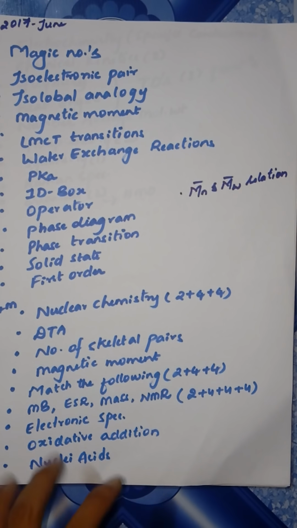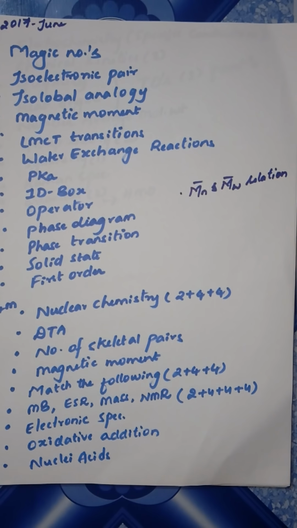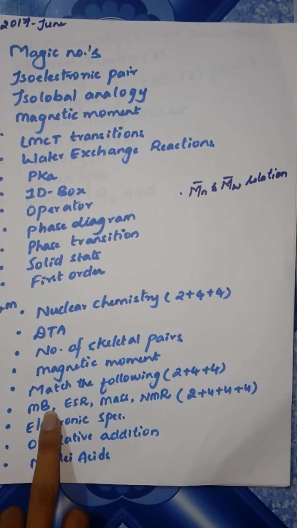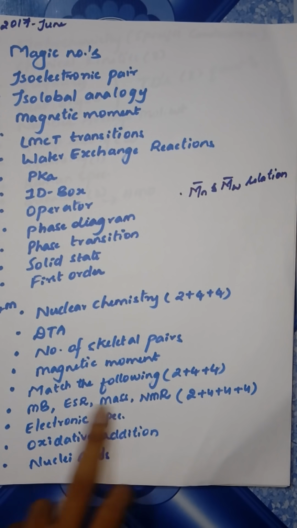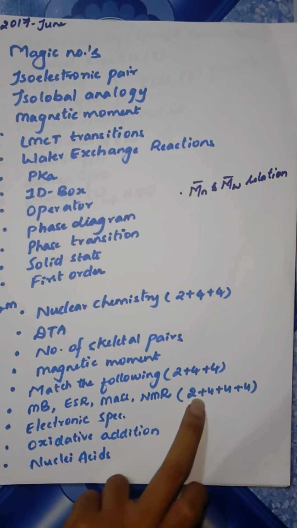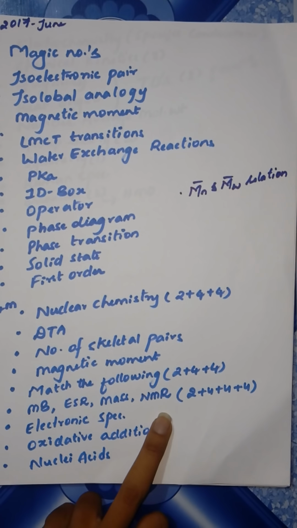So slowly just observe what are the things which are increasing day by day, which concepts are being asked more, and what is the type of question asked more day by day. And then you had a question from mass bar, ESR and mass. Okay, these were covered. Electronic spectra was also covered. And NMR you had 2 plus 4 plus 4, that is 3 4 markers and 1 2 marker, right? So overall 14 marks from the NMR.